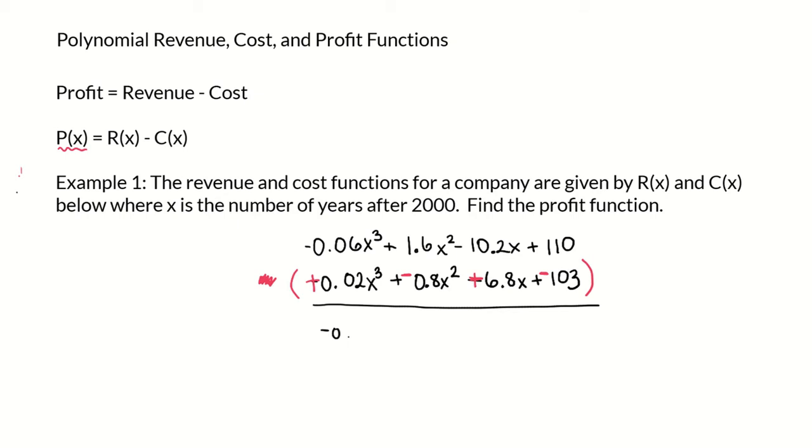This would be negative 0.06 plus 0.02, so negative 0.04x cubed. 1.6 minus 0.8 is 0.8x squared. Negative 10.2 plus 6.8 is negative 3.4x, and then 110 minus 103 is 7. So subtracting each of those terms, we get the profit function, which is this result.